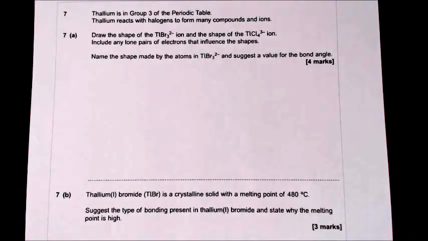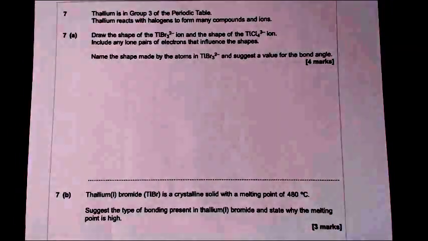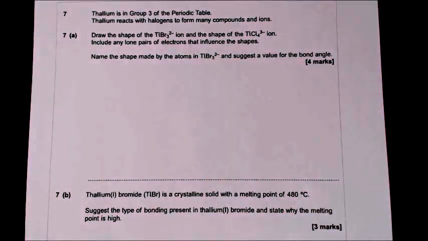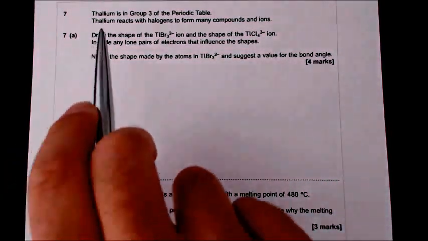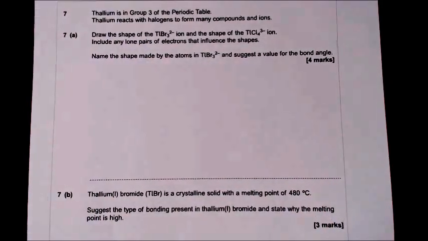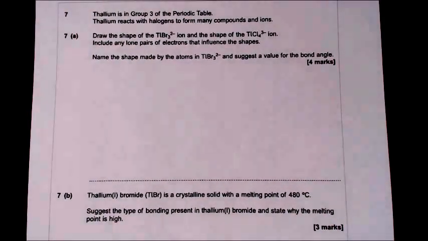Okay, so this is the final question of the 2014 summer paper for Unit 1, and this one is again still in Section B. It's question 7, and this one is all to do with bonding. So the first question is, thallium is in group 3 of the periodic table. Thallium reacts with halogens to form many compounds and ions.